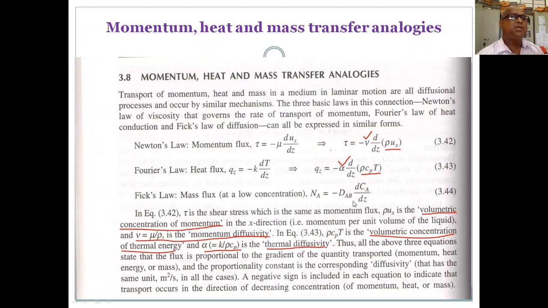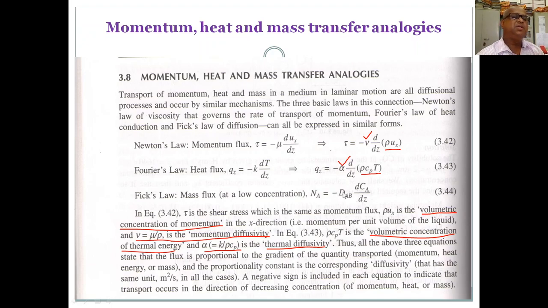So, in this case, what is Ca? Molar concentration, moles per unit volume. Okay. So, this is the molar concentration, this is the thermal energy per unit volume, this is the momentum per unit volume, this is moles per unit volume, automatically.